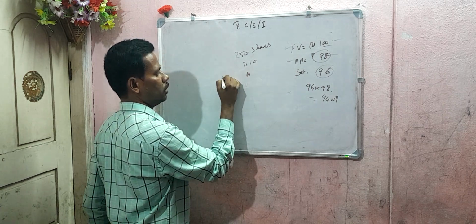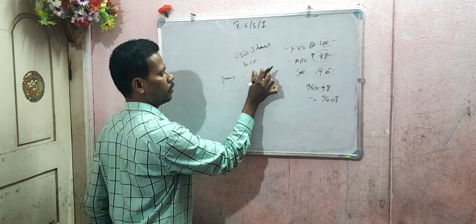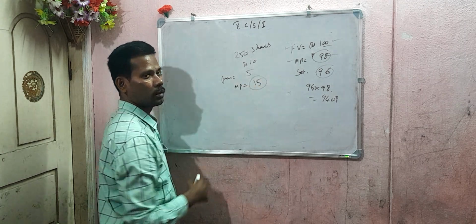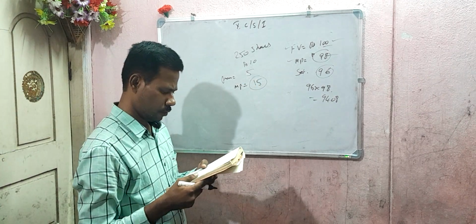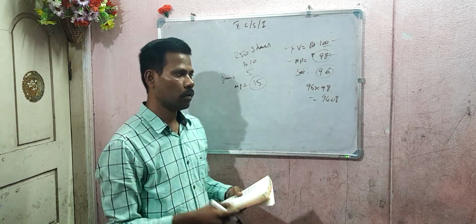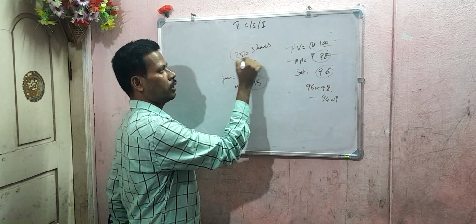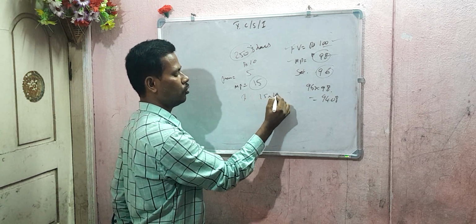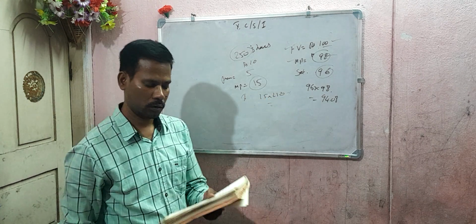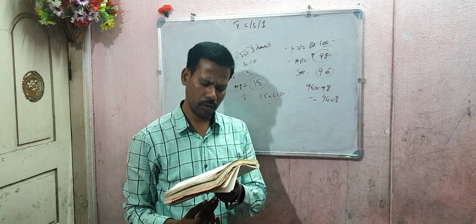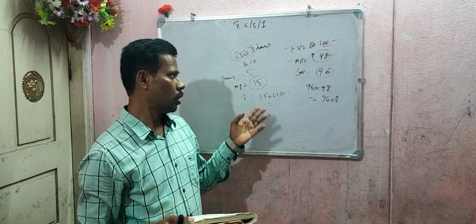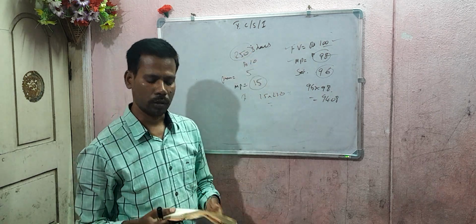Premium is 5, that means market price is equal to 15. If the market price is 15 and there are 250 shares, simply the total investment is 15 into 250. How much money is required? You require this much money. Just do it. That's it.